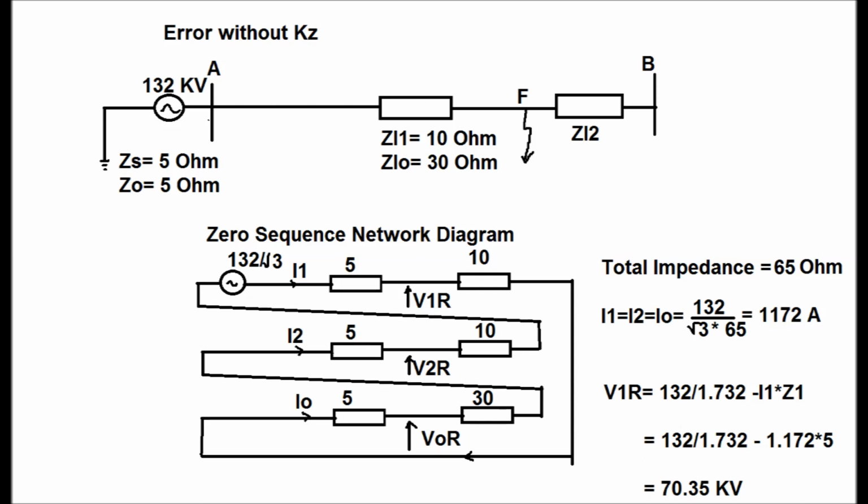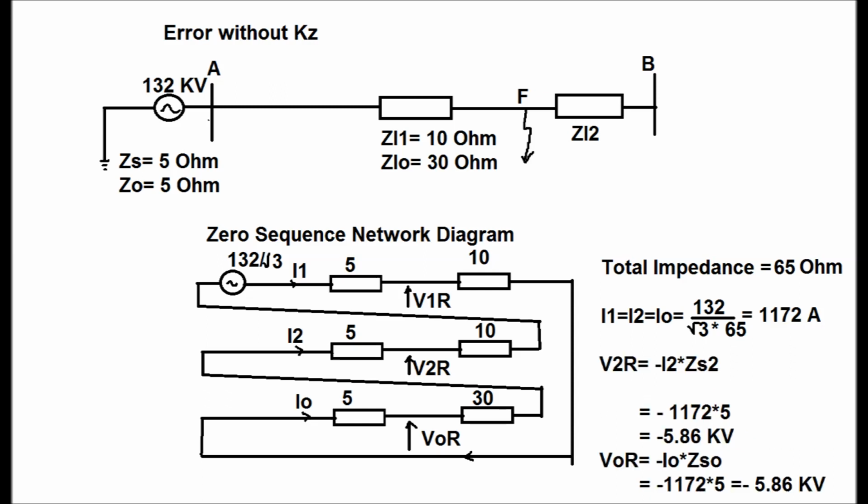So the value of I1 is equal to I2 is equal to I0, since these three components are in series, equal to 132 divided by root 3 into 65, which comes as 1172 ampere or 1.172 kiloampere. So the positive sequence voltage of the red phase comes as the red phase voltage minus I1 into Z1, which is 132 by 1.732 minus 1.172 into 5, which comes as 70.35 kV.